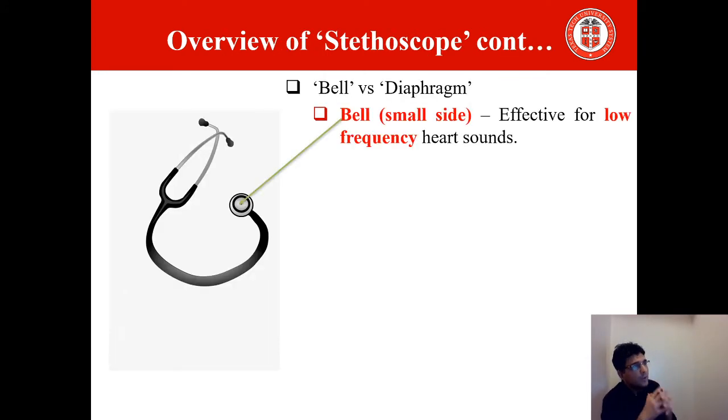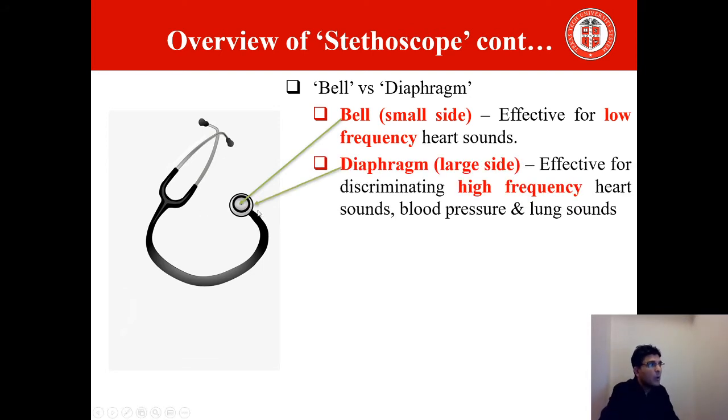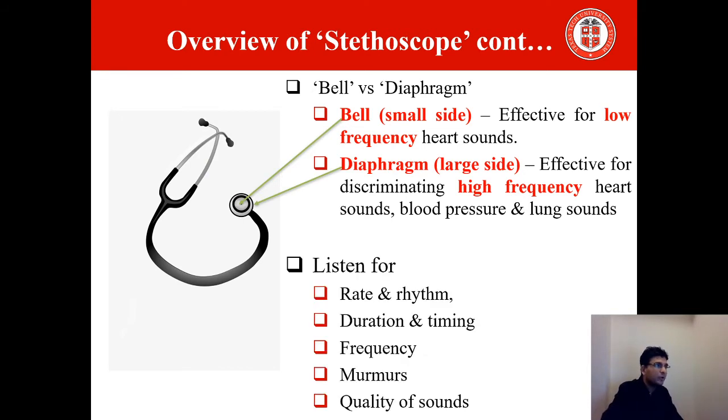Now, we want to differentiate between the diaphragm and the bell. As you can see here, this part is the bell, which is the smaller part. Because it is small, it will help us to listen to heart sounds of low frequency. But the bigger part, which is the diaphragm, is used mostly for high frequency sounds, and we are using the diaphragm to listen to all the heart sounds in our lab. So for you, the diaphragm is more important.